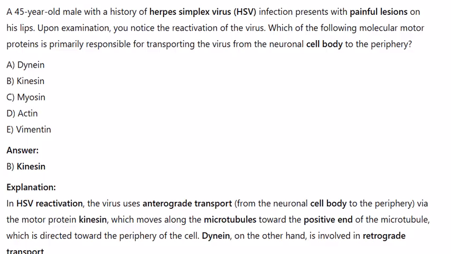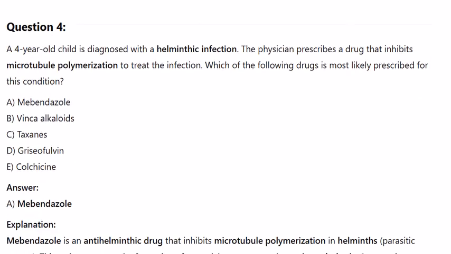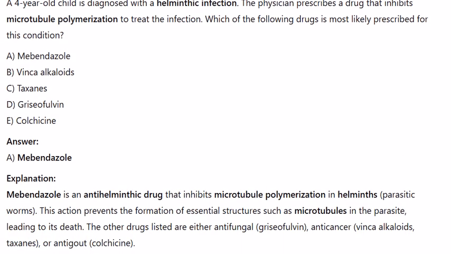Question 4. A 4-year-old child is diagnosed with a helminthic infection. The physician prescribes a drug that inhibits microtubule polymerization to treat the infection. Which of the following drugs is most likely prescribed for this condition? A. Mebendazole, B. Vinca alkaloids, C. Taxanes, D. Griseofulvin, E. Colchicine. Answer A.